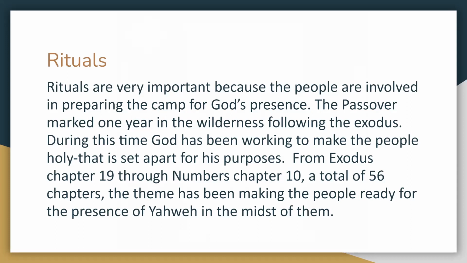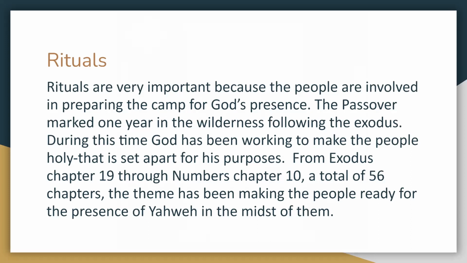Rituals are very important because the people are involved in preparing the camp for God's presence. The Passover marked 1 year in the wilderness following the Exodus. During this time, God has been working to make the people holy. That is, remember, holy means to be set apart for his purpose.